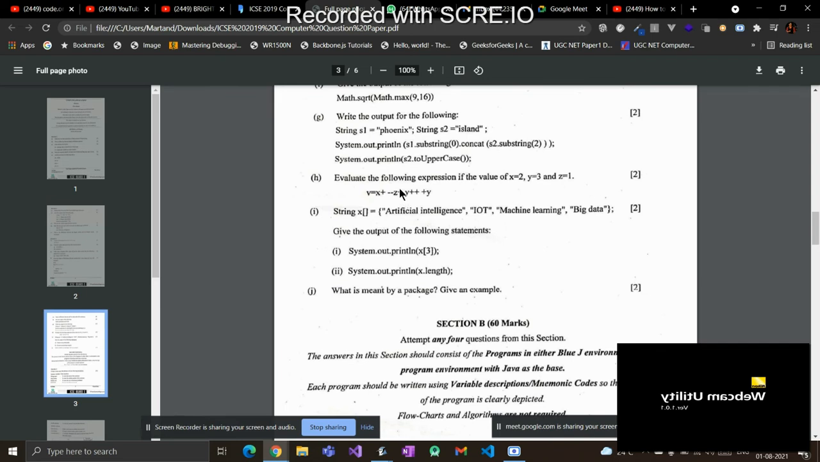Can you solve this? Can you tell me the answer for this? Let's see. There are three variables in this.